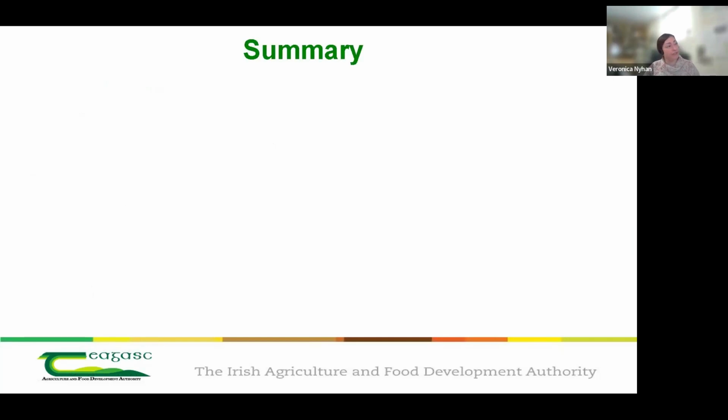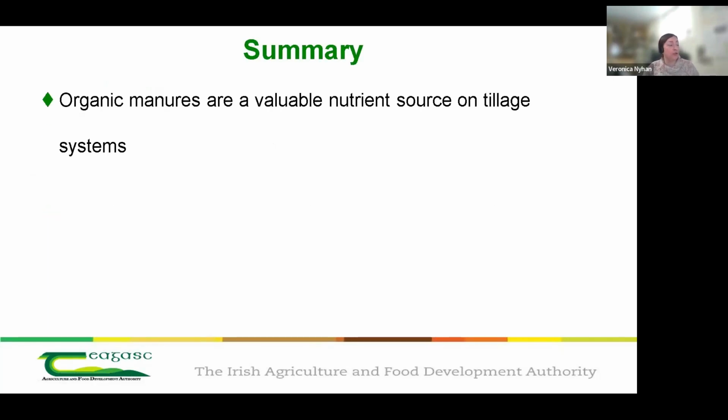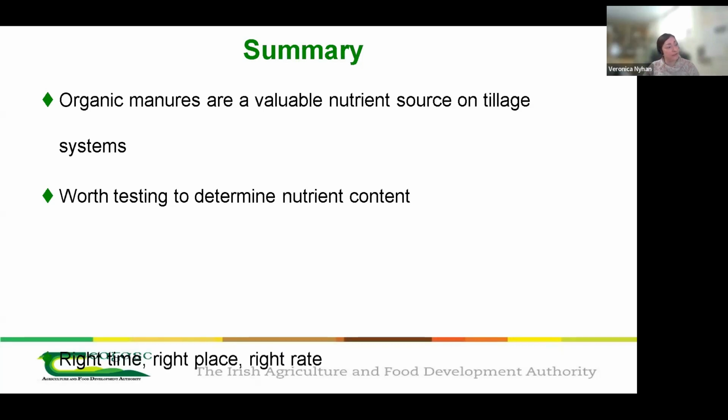So just to finish up, I'd like to highlight that organic manures are a valuable nutrient source on all systems. It's worth testing to determine the nutrient content of them if you can, and the hydrometer is cheaper than getting it tested in labs. So it might be something if you're importing a lot of slurry, or you're worried about the slurry being too watery, it might be worth the investment. They're not very expensive at all.